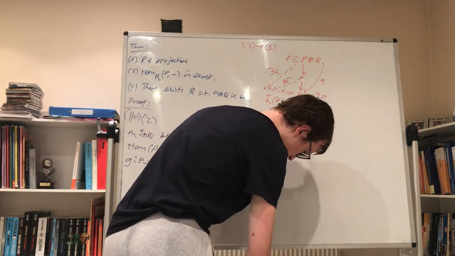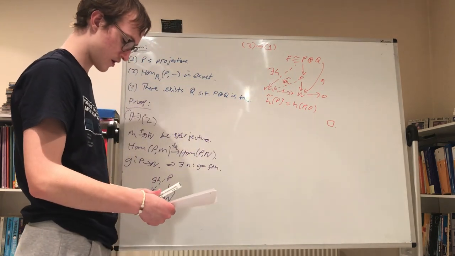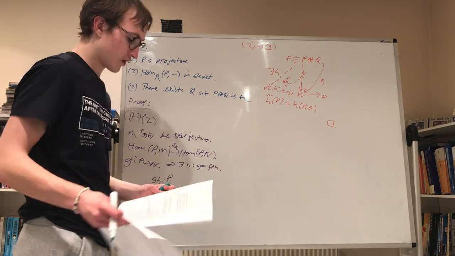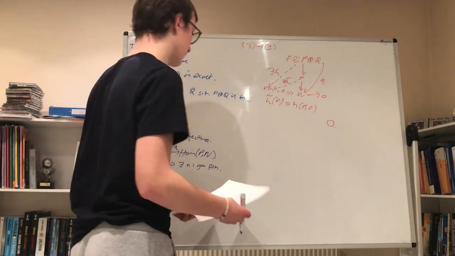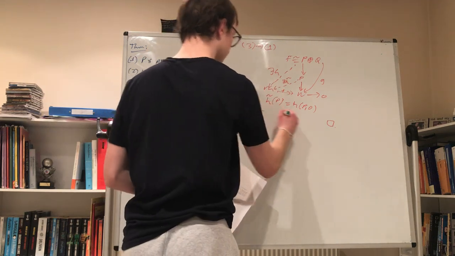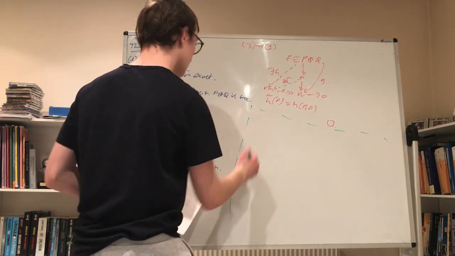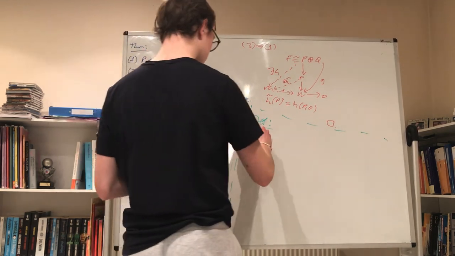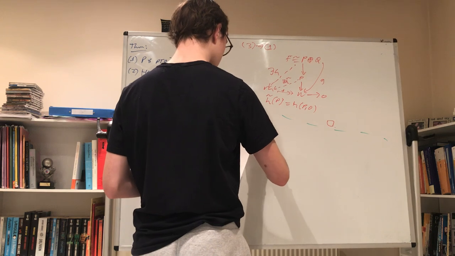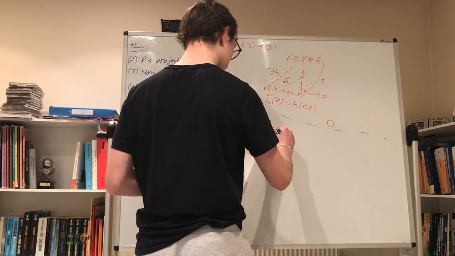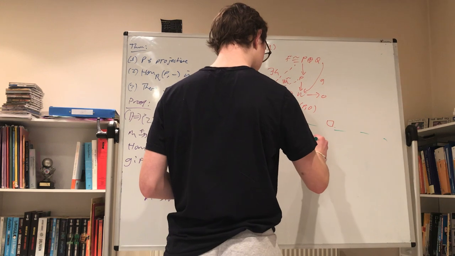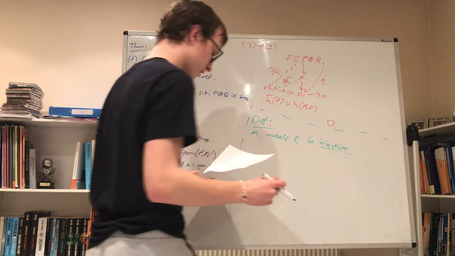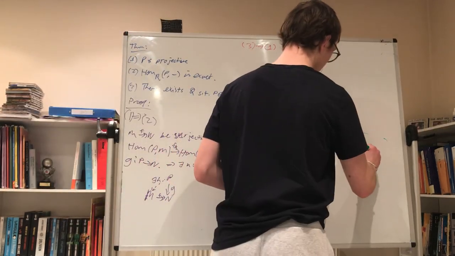Okay, injective modules are the dual notion. Firstly, let me define what an injective module is. Definition. A module E is injective if we have a commutative diagram that looks like this.